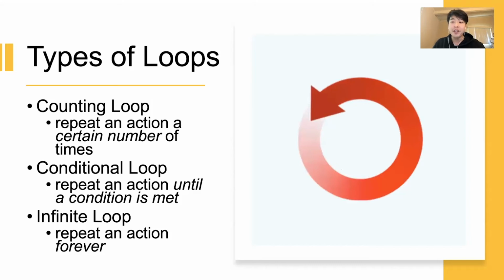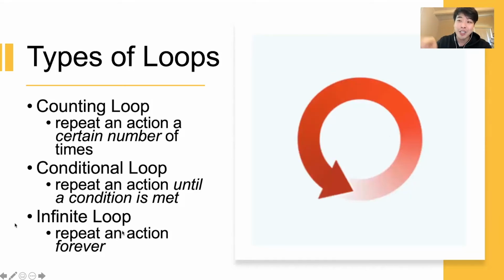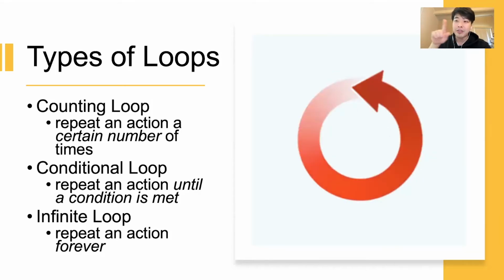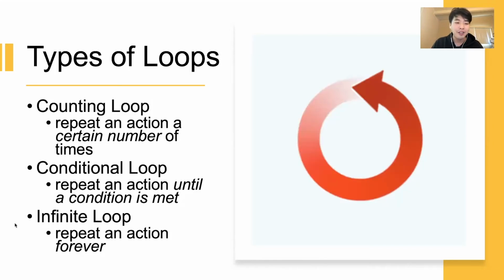A third one is infinite loop. It's repeating an action or sequence of actions forever, okay? Now, infinite loop is very dangerous in programming because why? Once the computer goes into the infinite loop, it can never come out unless an external action disturbs it or interferes with it, okay? So infinite loop is something that you have to be careful of, okay?